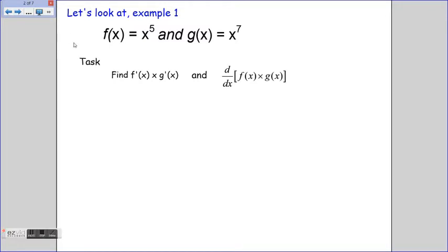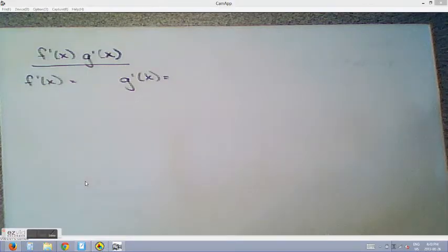Okay, so I want you to try this on your own. Pause the video right now and actually try this. Try first finding f prime at x and then g prime at x, then multiply them together and find dy by dx. Well, did you try it? And what did you get? Okay, well, let's do it together.